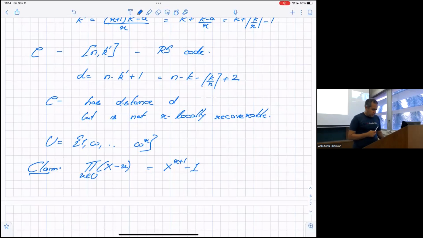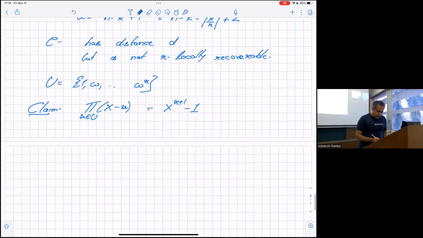So now, let's look at the locations in U alone. Let's now do a recovery process only for the locations in U. We'll look at the locations outside U later on. For every location in U, I can recover it. I have an R local recovery process. That is what we will do right now.